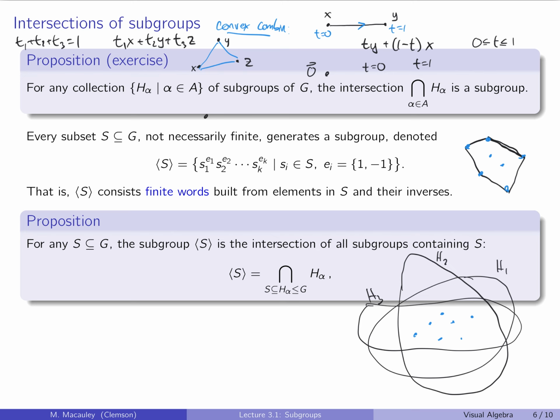So when t1 is 1 and the others are 0, we're going to be at x. When t2 is 1 and the others are 0, we're at y. And when t3 is 1 and the others are 0, we're going to be at z. And then if we have 3 values here that are all less than 1, we're going to be somewhere internal. So this is the convex combination.